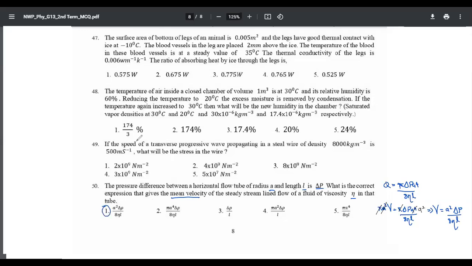Easy. Next one. The speed of a transverse progressive wave propagating in a steel wire of density 8,000 kilograms per meter cubed is 500 meters per second. What will be the stress in the wire? Now stress, I don't know how many of you are aware of that. Stress is given by force over area.